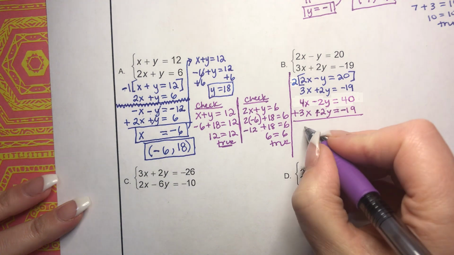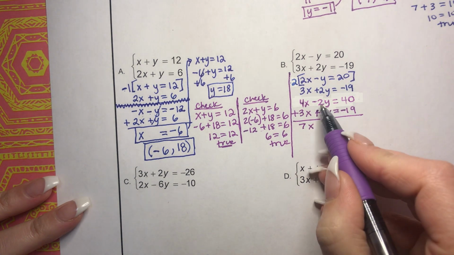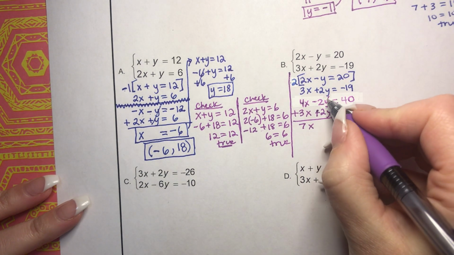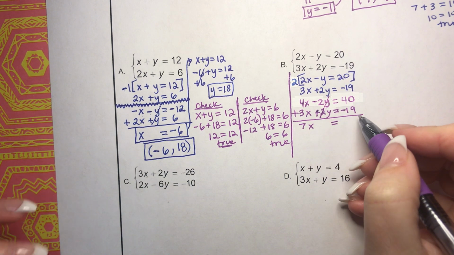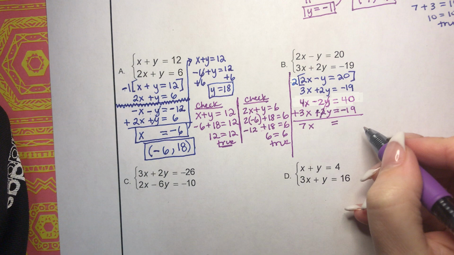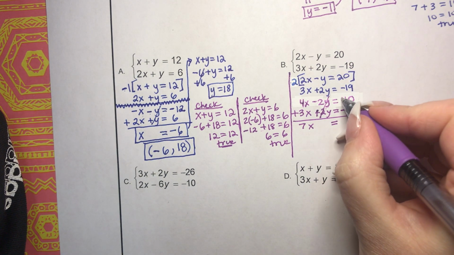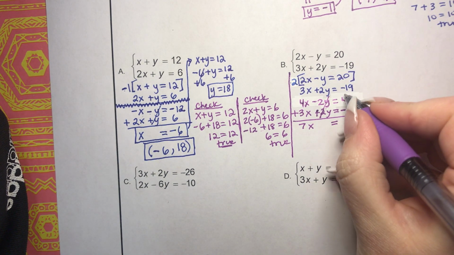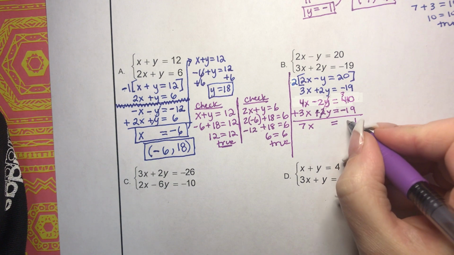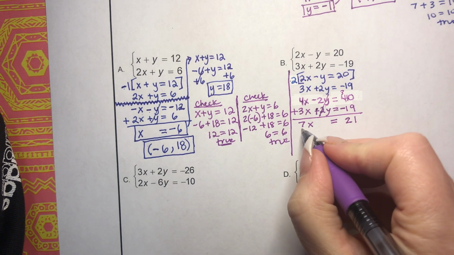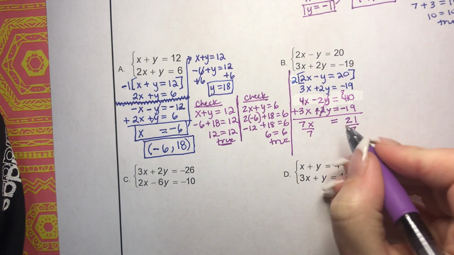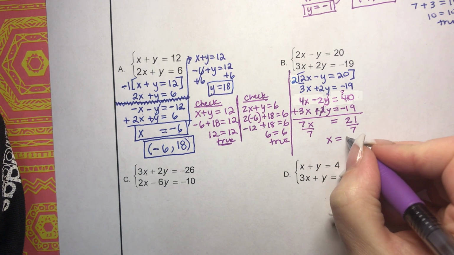So 4x plus 3x is 7x. Negative 2y plus 2y eliminates, cancels out, equals 40 minus 19, which is 21. All right. So then we need to get x by itself, so I'm going to divide both sides by 7, and I end up with x equals 3.